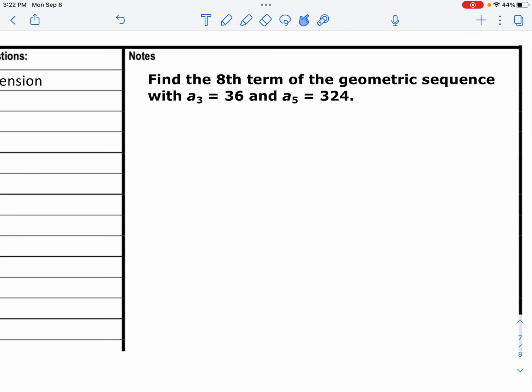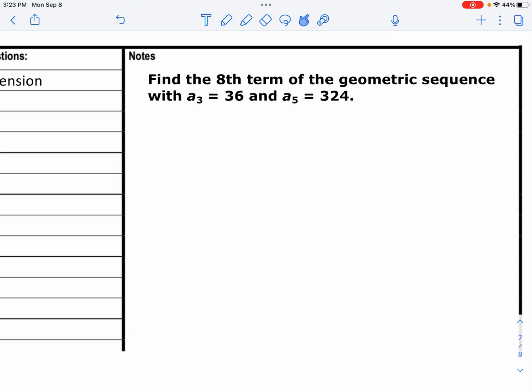Okay. Find the 8th term of a geometric sequence. All you know is the 3rd term is 36, and the 5th term is 324. Okay.